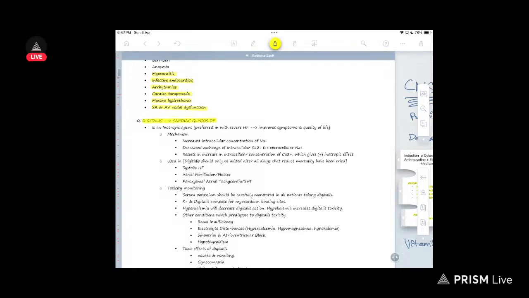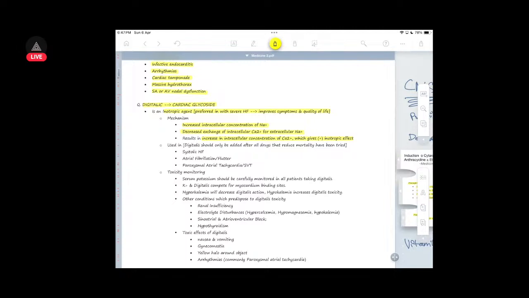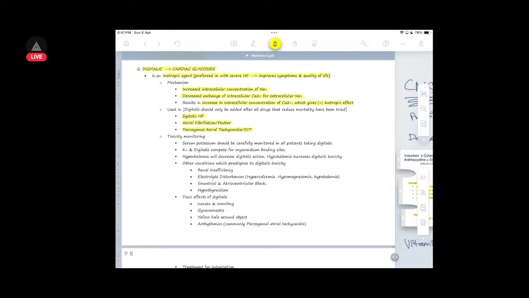Digitalis is a cardiac glycoside. It is an inotropic agent preferred in severe heart failure, improves symptoms and quality of life. The mechanism is increased intracellular concentration of sodium, which decreases exchange of intracellular calcium for sodium. It results in increased intracellular calcium, which gives a positive inotropic effect. So it is used in systolic heart failure, atrial fibrillation or flutter, paroxysmal atrial tachycardia, or SVT.